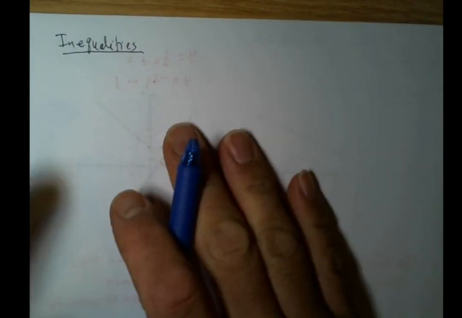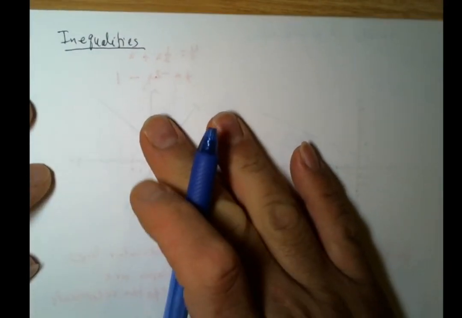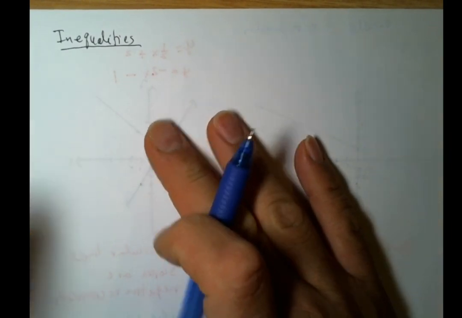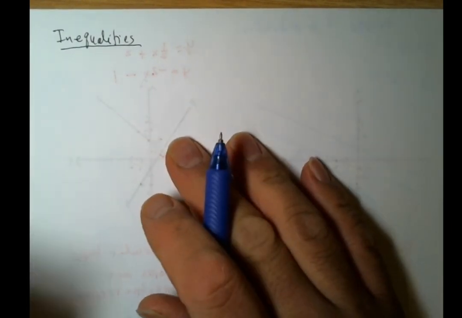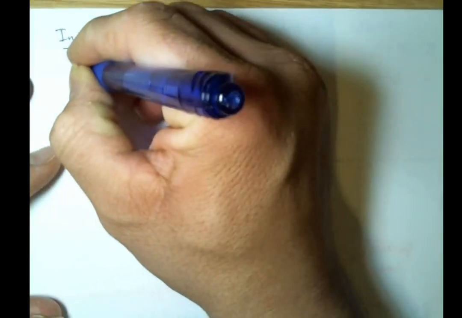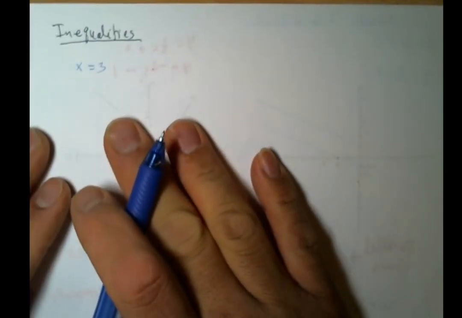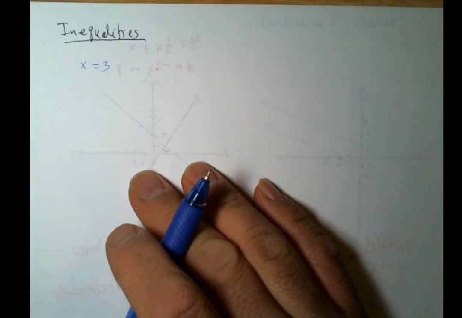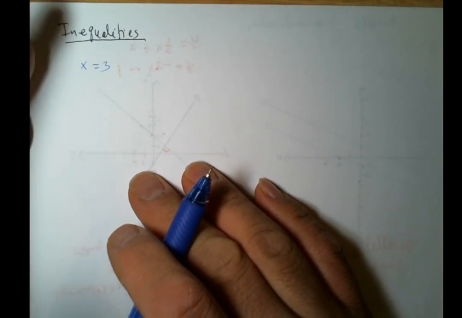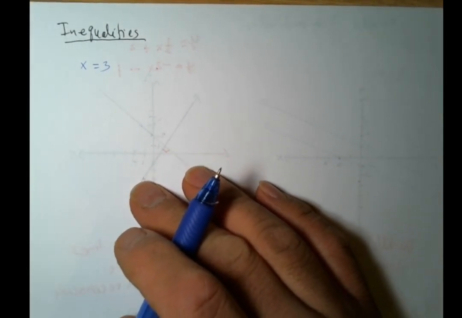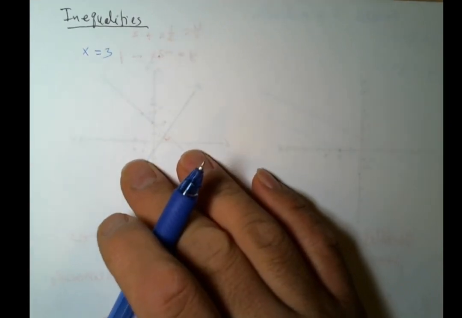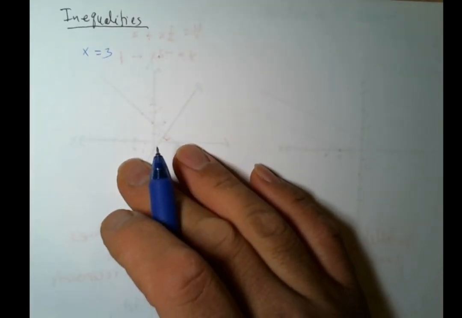All right, so we're going to take a look at inequalities. An inequality is different from an equality in the sense that, let's say we have the statement x is equal to 3. Now it's very clear: x is 3, it cannot be anything else. 3 is the only value that satisfies this equality.